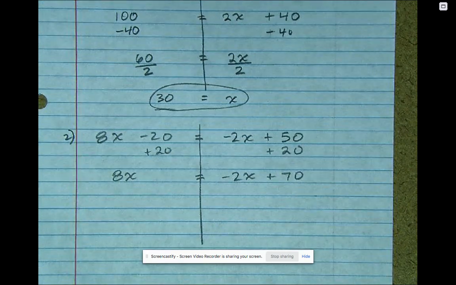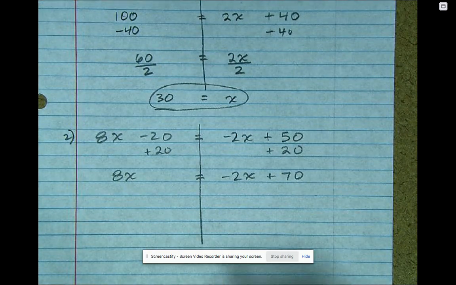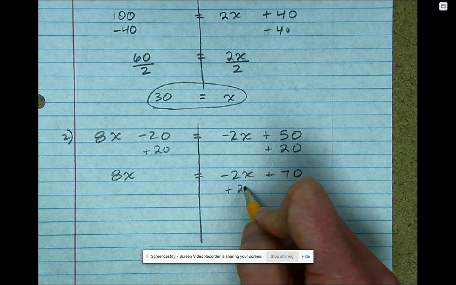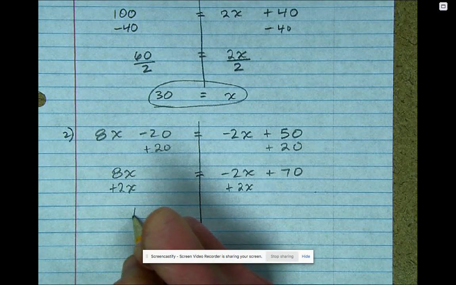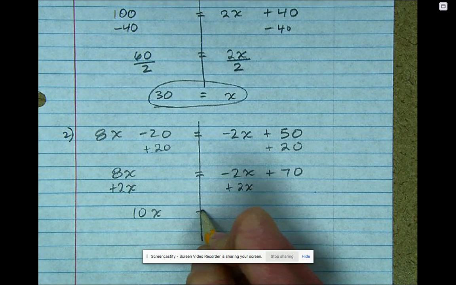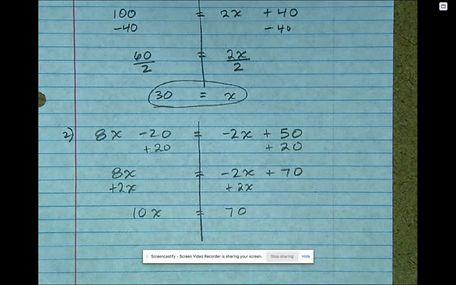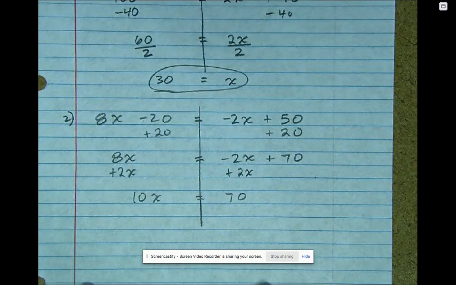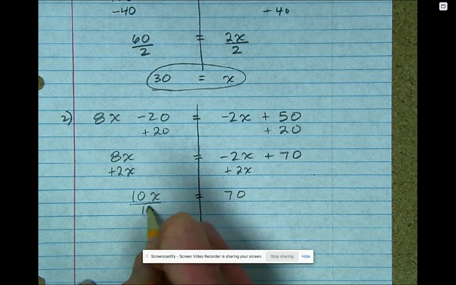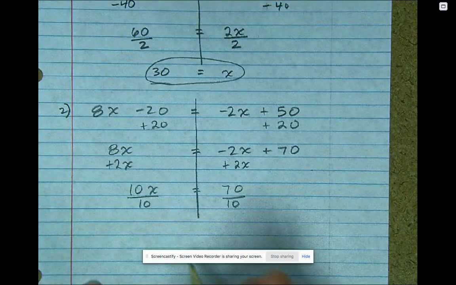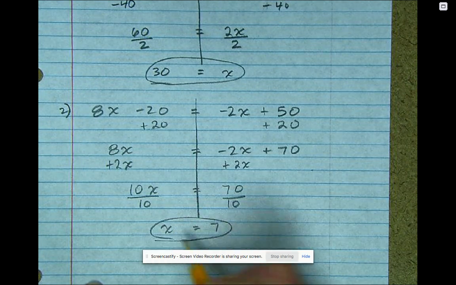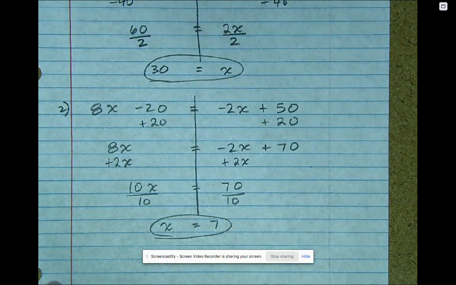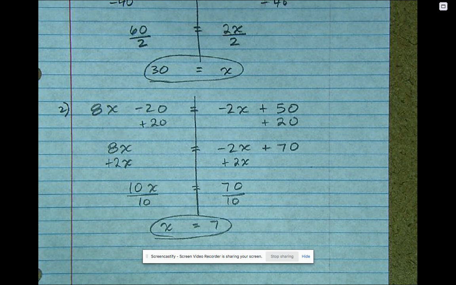Now what useful thing could I do next? How about adding 2x to both sides? Now on this side I've got 10x equal to 70. My last thing is to divide both sides by 10, and then I get x is equal to 7. So just pick something useful that you can do to both sides that's eventually going to get that x alone. Okay, that's it for your notes.